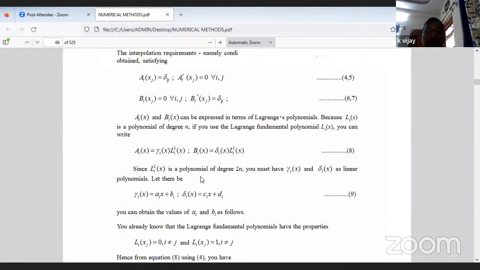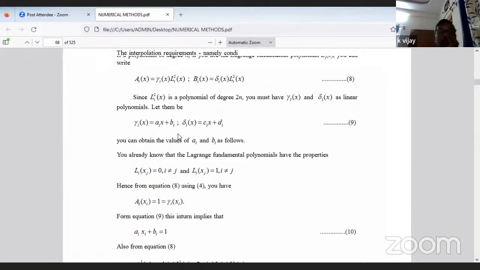And ai x and bi x can be expressed in terms of Lagrange's polynomials. ai x is a polynomial of degree 2n plus 1. If you use the Lagrange's fundamental polynomial Li x, you can write ai x is equal to gamma i x Li square x, bi x is equal to delta i x Li square x. So we can take the polynomial degree of 2n, with gamma x and delta x linear polynomials, which is very important. Gamma x is equal to ax plus b, delta x is equal to cx plus d. Because we are using a and b variables here, that's why we are using c and d here. You can obtain the values of a and b.